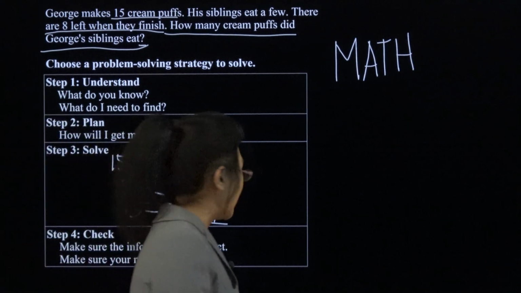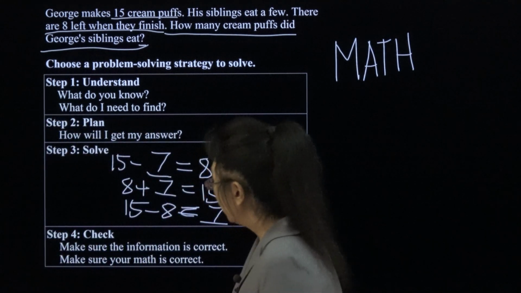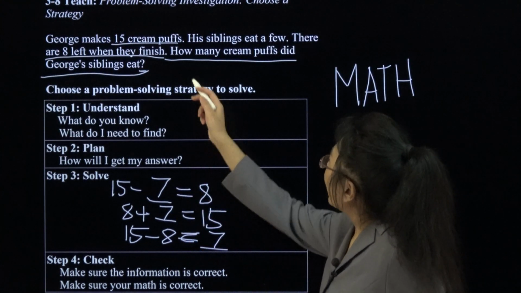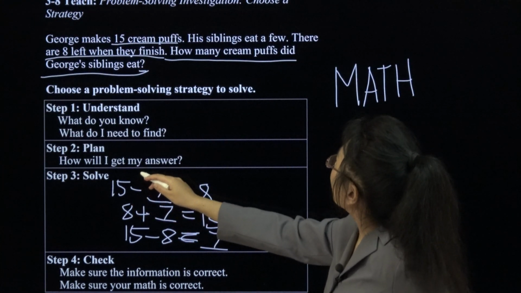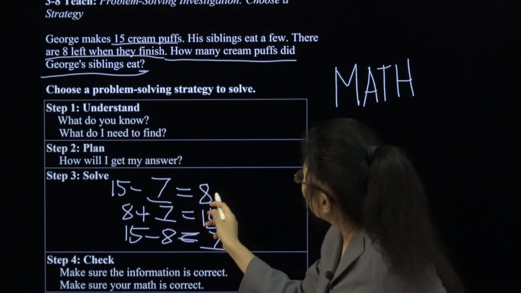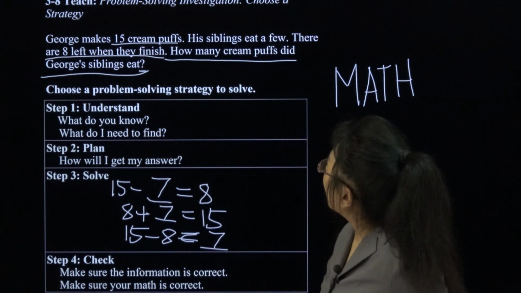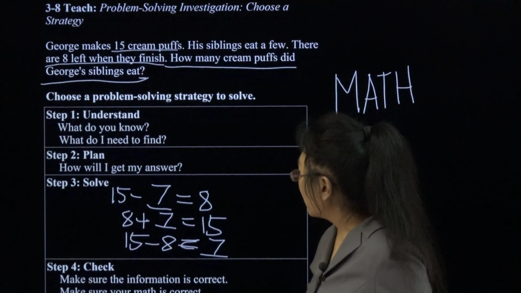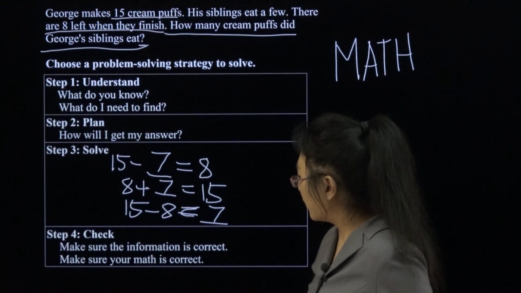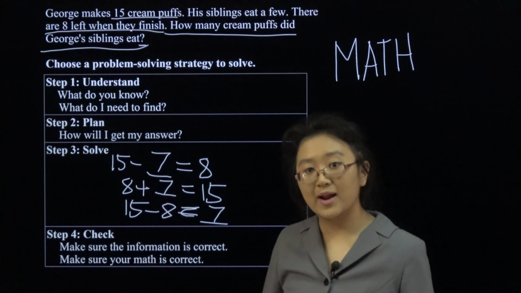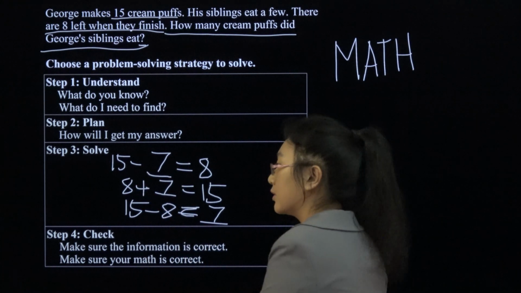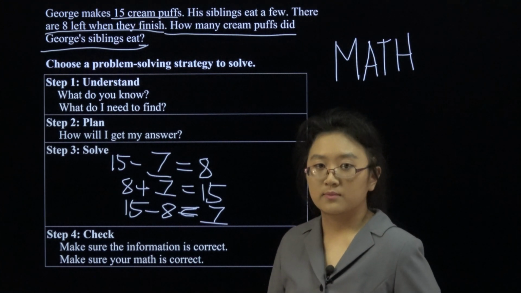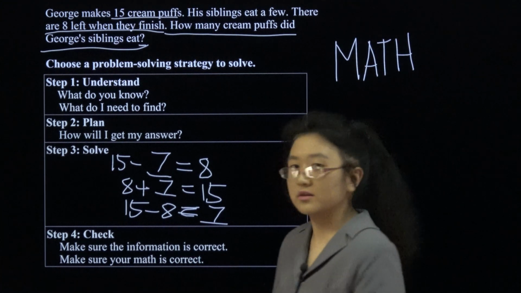Step 4, let's check. Make sure the information is correct. We have 15 cream puffs that we start with. There are 8 left when they finish. And our question is, how many cream puffs did George's siblings eat? So we've answered the right parts of the question. And is our math correct? Well, 8 plus 7 is equal to 15. So 15 minus 7 would be equal to 8. And 15 minus 8 is also equal to 7.